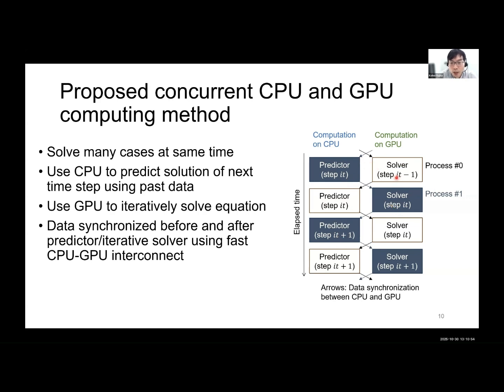And on the other side, we solve another set of problems on the GPU while we do the prediction on the CPU. And thus we can use both the CPU and GPU at the same time. And here, by using a fast interconnect, we can do this data transfer between the CPU and GPU in negligible time. So we can use both the CPU and GPU throughout the simulation time.